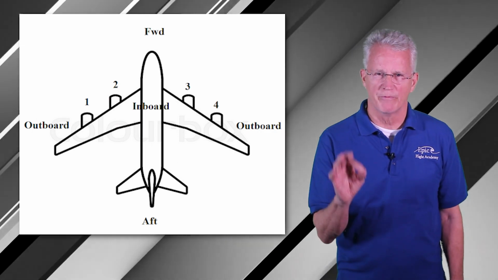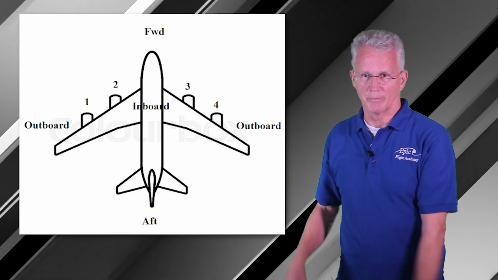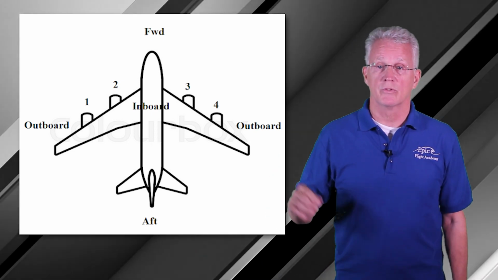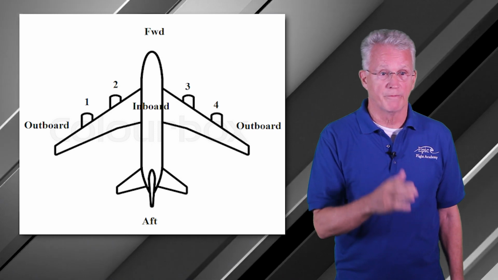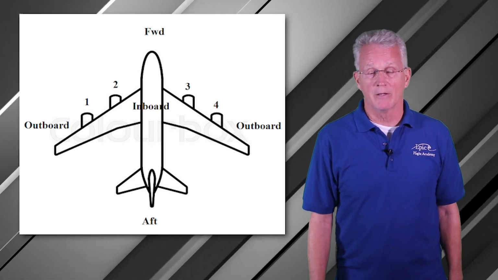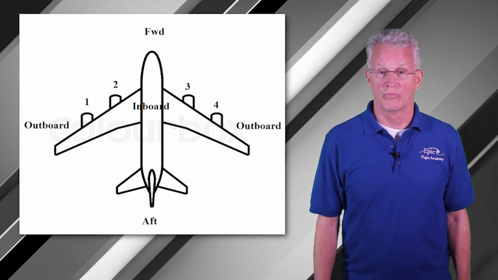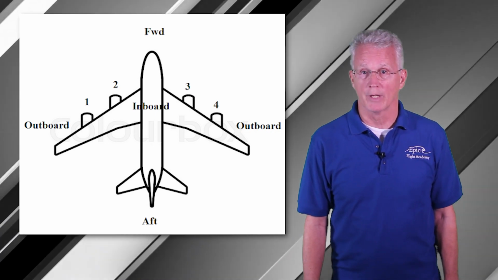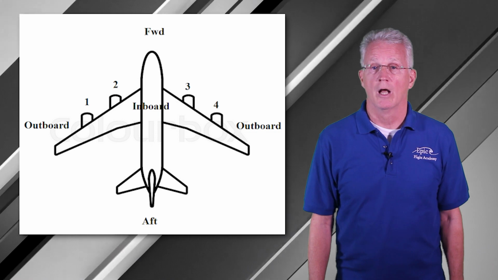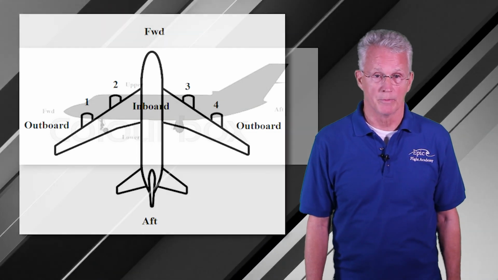Outboard is from the fuselage toward the wingtips. Inboard is from the wingtips toward the fuselage. In the diagram shown here, you can see that engines number 1 and 4 are the outboard engines. Engines 2 and 3 are the inboard engines.